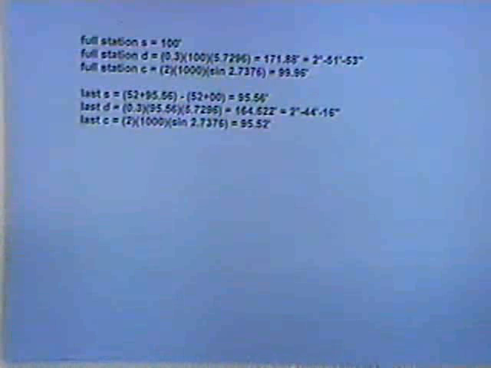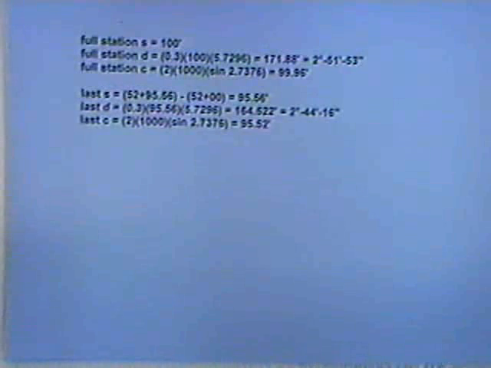Okay. Once we have that point, then we can compute our full sections, or our 100-foot chords for the bulk of the curve, and each of those would be a deflection angle of 2 degrees, 51 minutes, 53 seconds, and the chord length that we would measure to get to that 100-foot arc would be 99.96 feet.